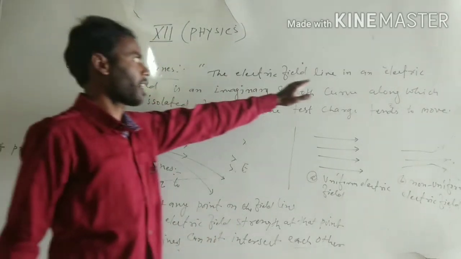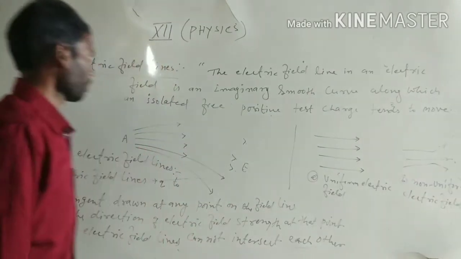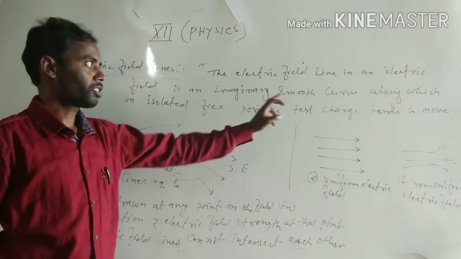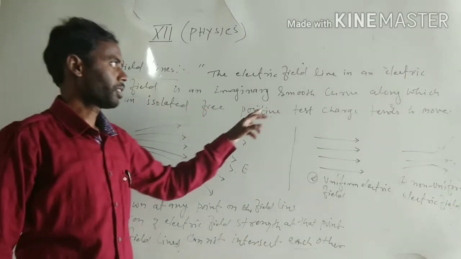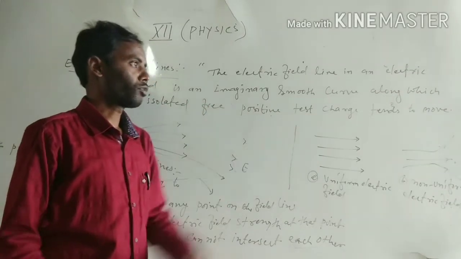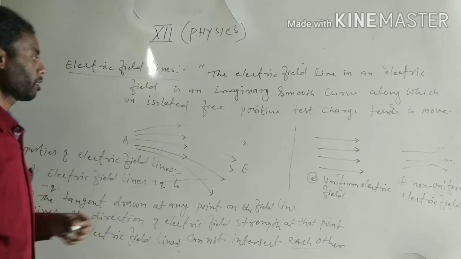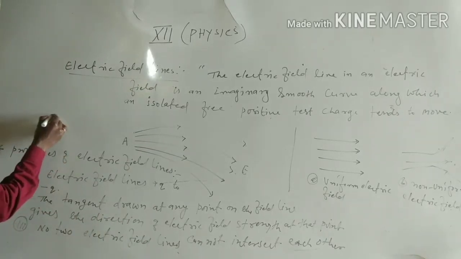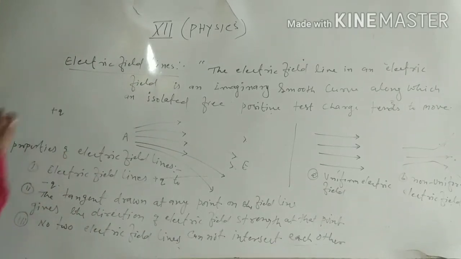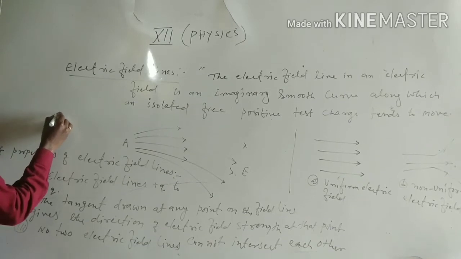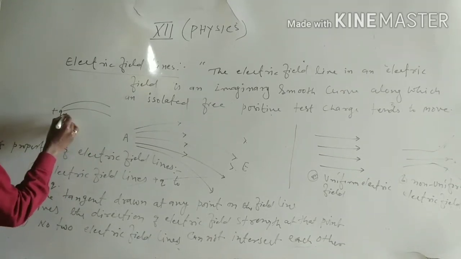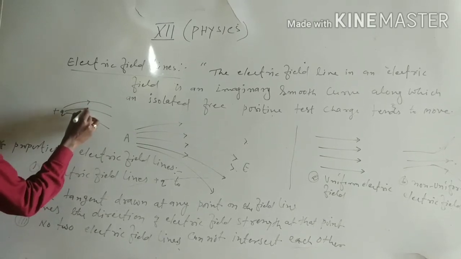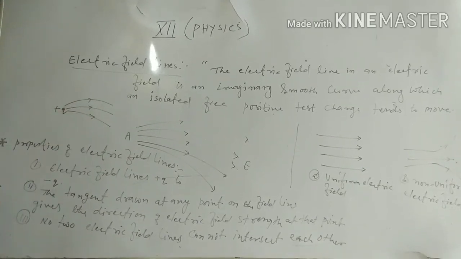The electric field line in an electric field is an imaginary smooth curve along which an isolated free positive charge tends to move. That means to say that suppose here is a positive test charge. Electric field lines emerge from it like this smooth curve. This is the electric field line.